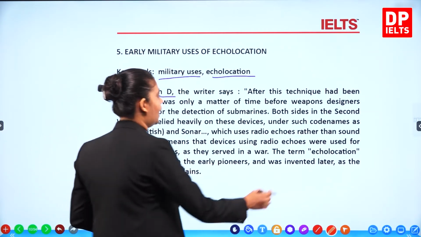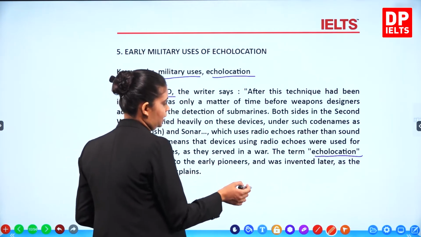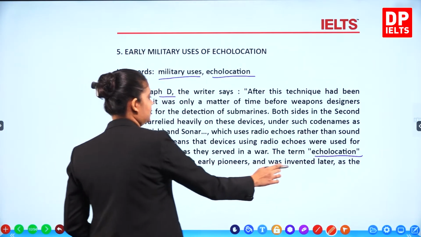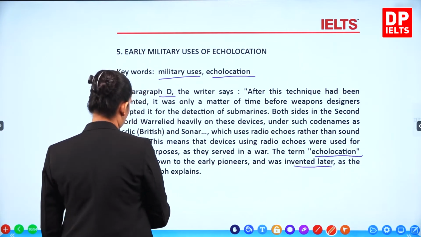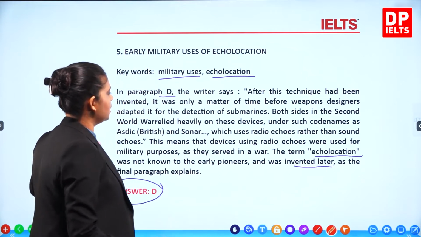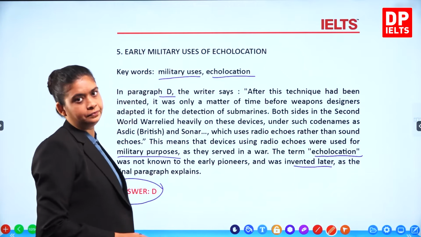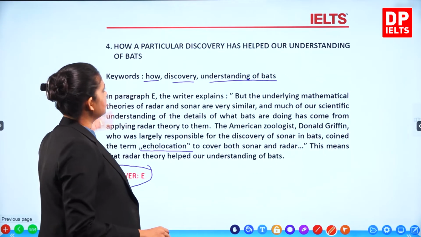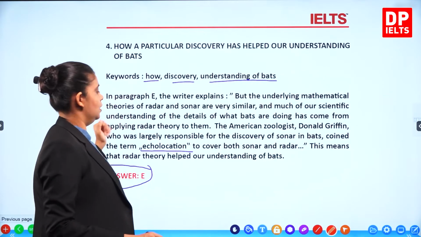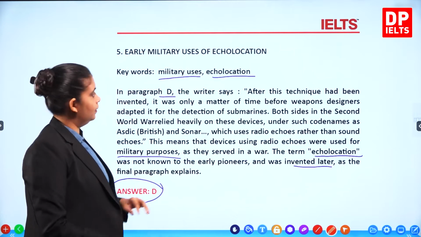So the term echolocation was not known to the early pioneers and was invented later, as the final paragraph explains. So you can see this talks about how it was used for military purposes, right? So you should be able to understand how the link is between. That's why I have put up the keywords for you, right?